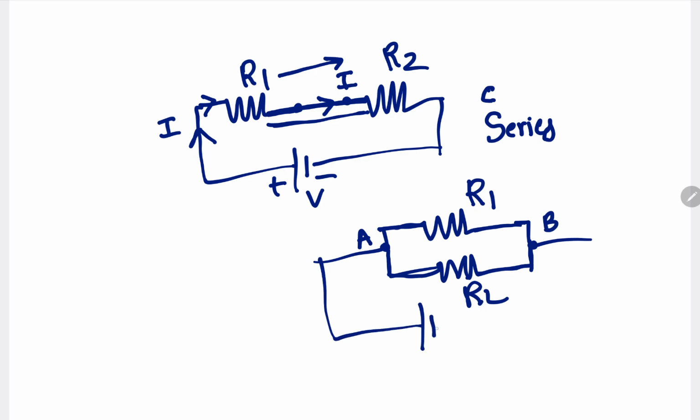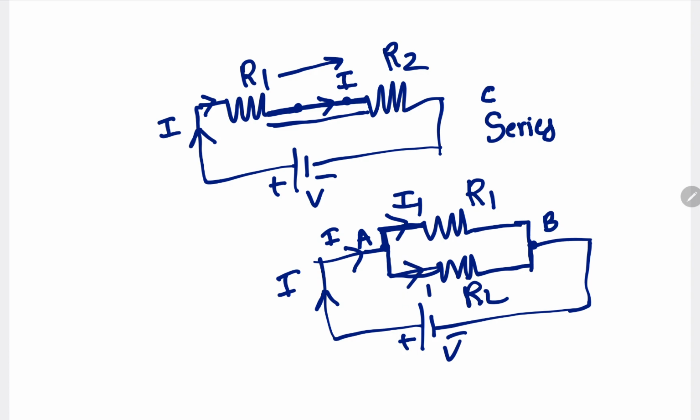Let us say both are connected with the power supply V. Let us say current I started flowing and this current I is dividing into two parts. One part is through R1, I am calling as I1. One part through R2, that is I2. So current through R1 and current through R2 is not same. So current is dividing. Current has two paths.